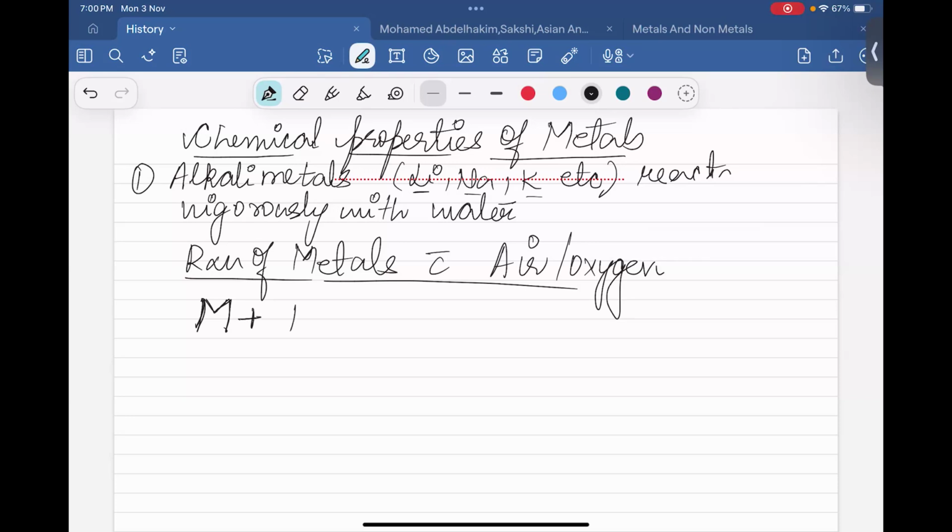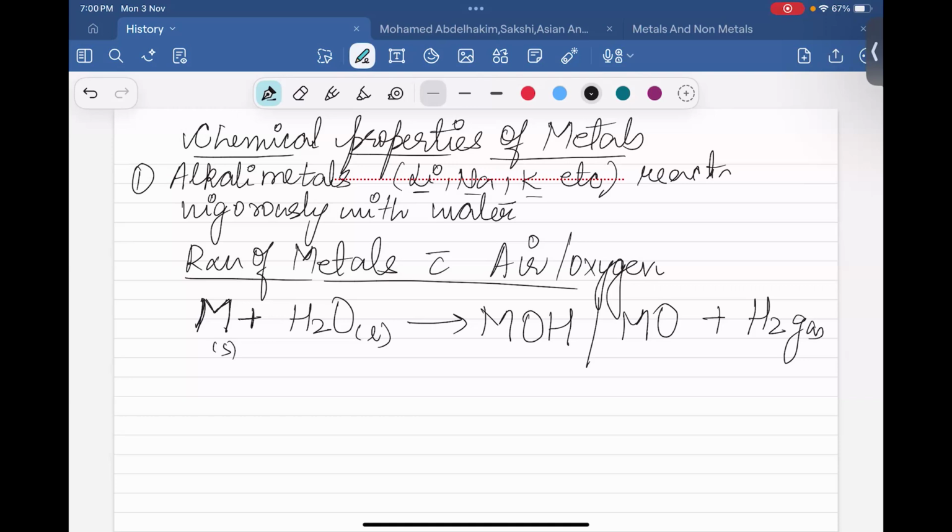And we are reacting it with water. Metal is a solid, water is a liquid, obviously. Then what will we get? We will get metal hydroxide, or metal oxide, and there is always a release of H2 gas.